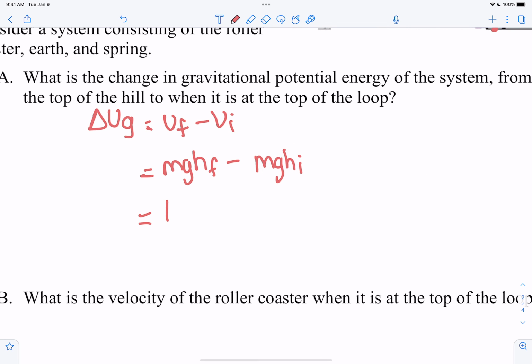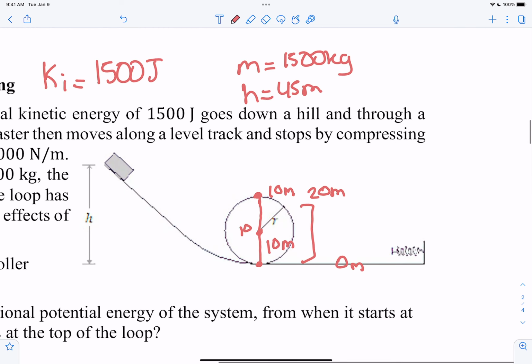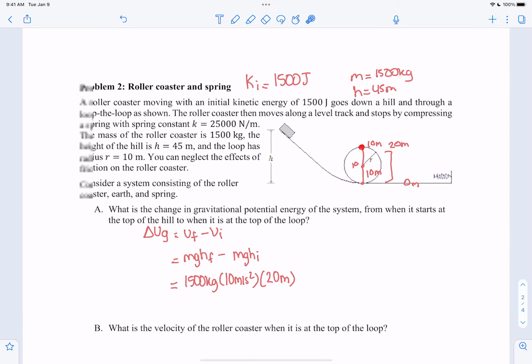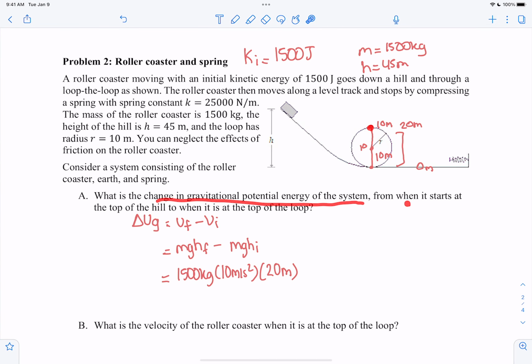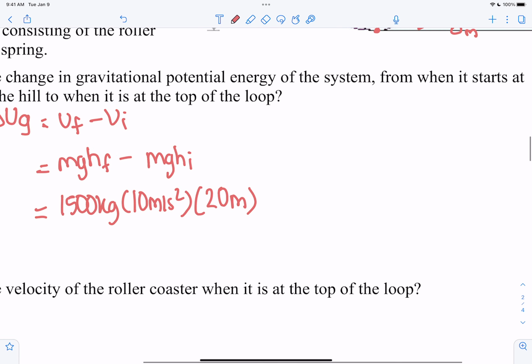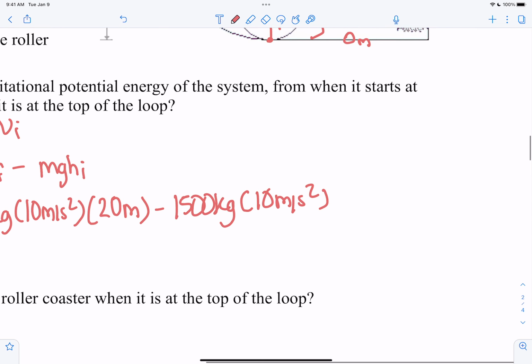But if you take 1,500 kilograms times your 10 meters per second squared times the final height. Remember, the final height was 20 meters, that was at the top of the loop. We want to figure out the change in gravitational potential energy from when it starts at the top of the hill to when it's at the top of the loop. So our final is at the top of the loop, which is 20 meters up from the bottom of the hill. And then we have another 1,500 kilograms times 10 meters per second squared, and our initial height was 45 meters, that was at the top of the hill.